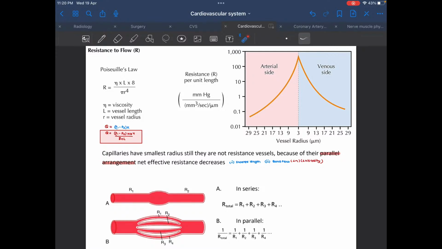Okay? Whenever it gets halved, I'm going to see an increase in the resistance by 16 times. Because the capillaries have the smallest radius, we might be expecting that there would be a problem, that resistance should be higher here. But mind you, these capillaries are mainly in parallel. They are in parallel circulation. Because of this, we are going to add them inversely. So because of the parallel arrangement, the net effective resistance in the capillary is going to decrease.